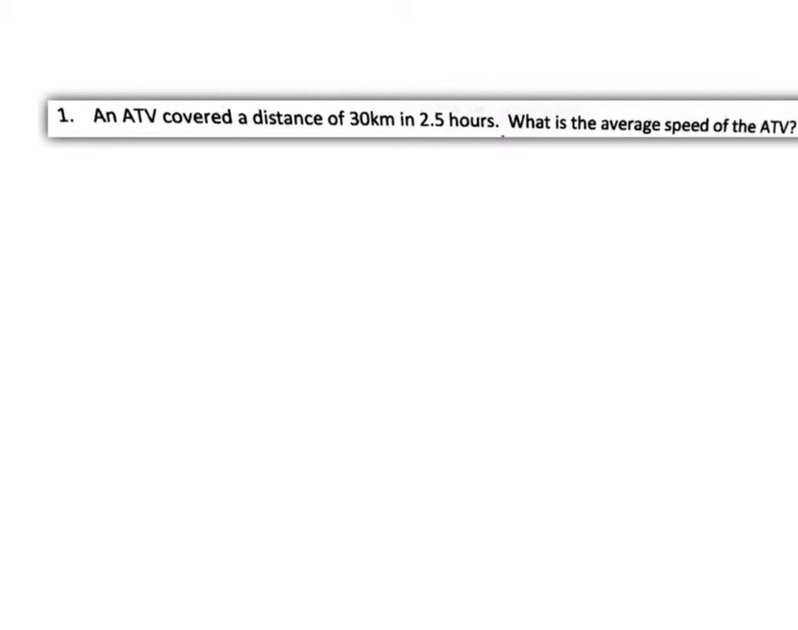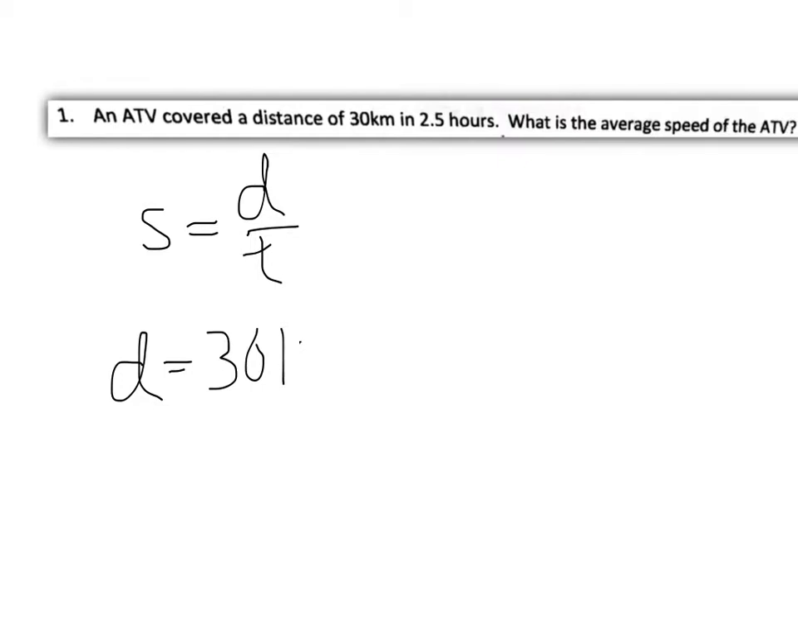Alright, so we're asked in the first question of our homework to solve for the average speed. We know average speed is distance divided by time. And we're given that it goes a distance of 30 kilometers, sorry, and it takes them 2.5 hours to go that distance. We're not worried about direction here. We're simply worried about how much ground was covered in the time spent.